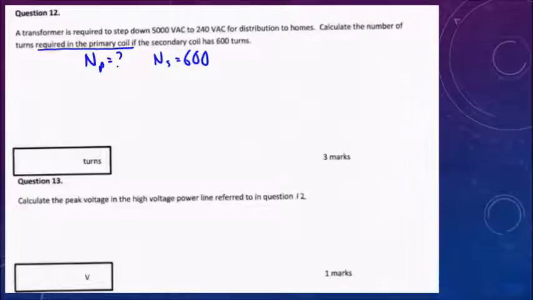Now, if a question's written like that, they're telling you that this is the primary and this is the secondary. If a transformer is stepping down, then the input is higher than the output. If it's stepping up, then the opposite thing is happening. So this is a way you can figure out which is which. So we've got VP equals 5,000 volts, and VS is 240 volts.